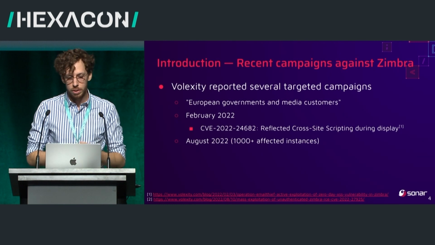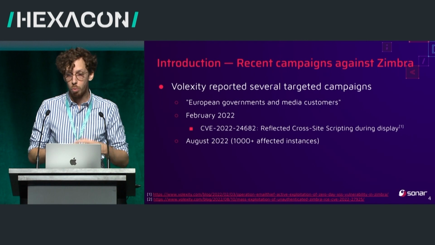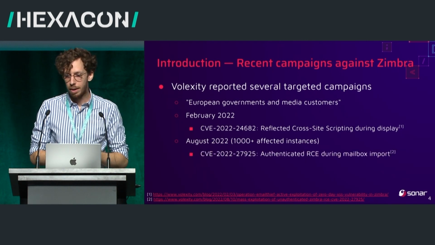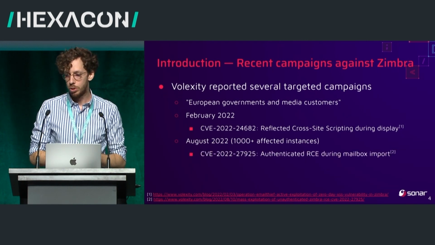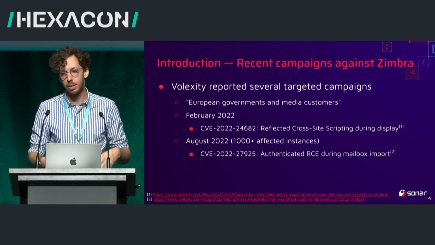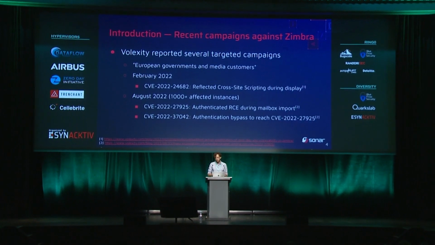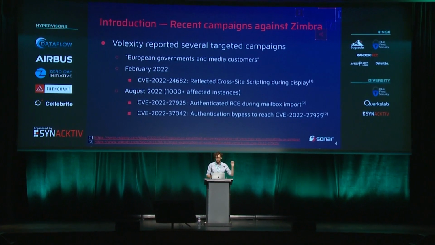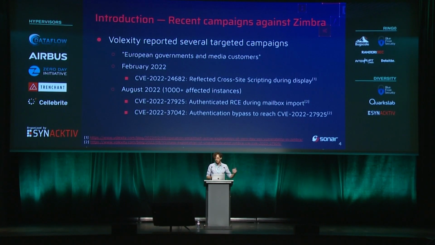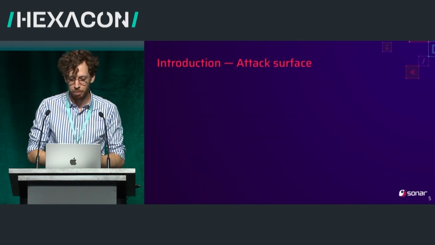And in August, they also found out that more than 1,000 instances had a web shell just waiting to be used. And to drop this web shell, attackers would exploit an authenticated RCE during mailbox import, and you're saying, yeah, but it doesn't matter, you need an account, so it's like an insider threat. But they also found out there was an authentication bypass on this specific endpoint to exploit the RCE. And that would mean that anybody with your Zimbra instance URL would be able to just get code execution on your server, which is not something you really want on your mail server.